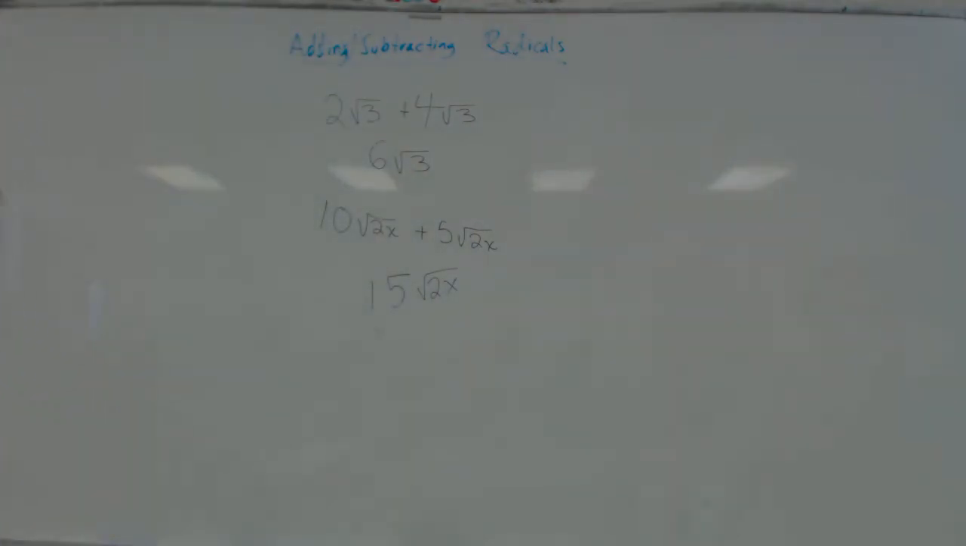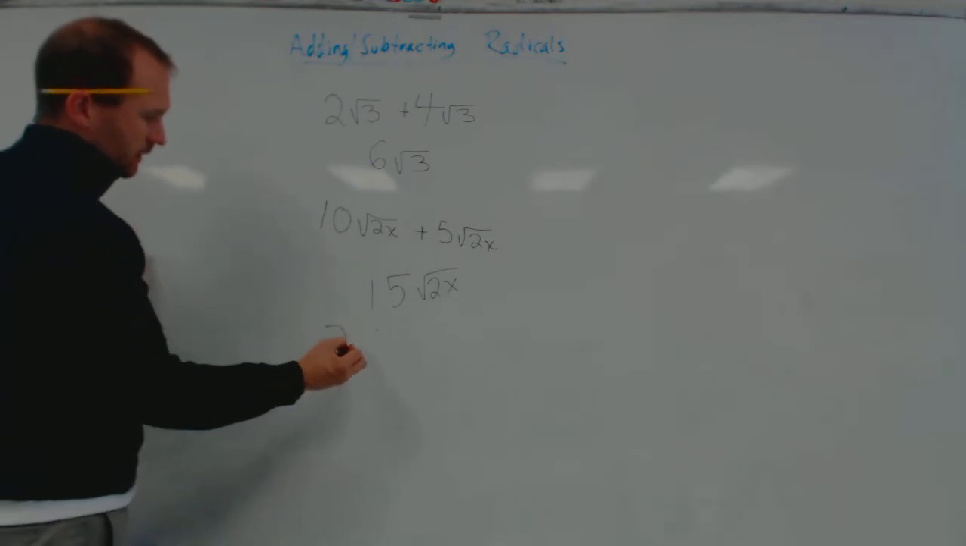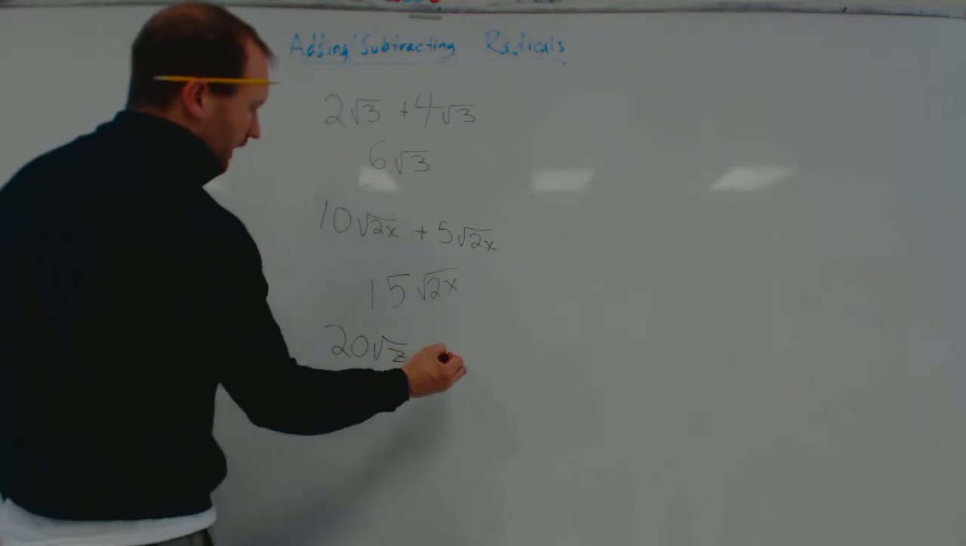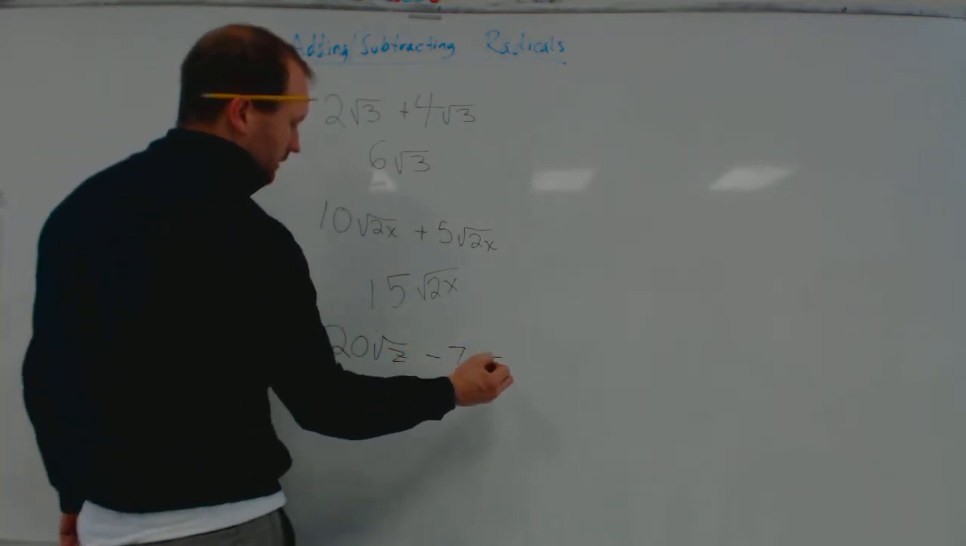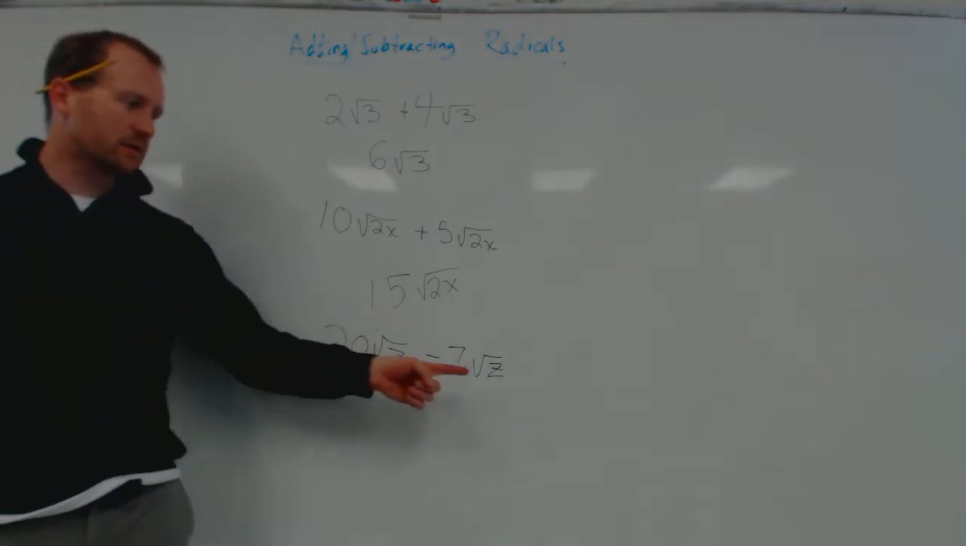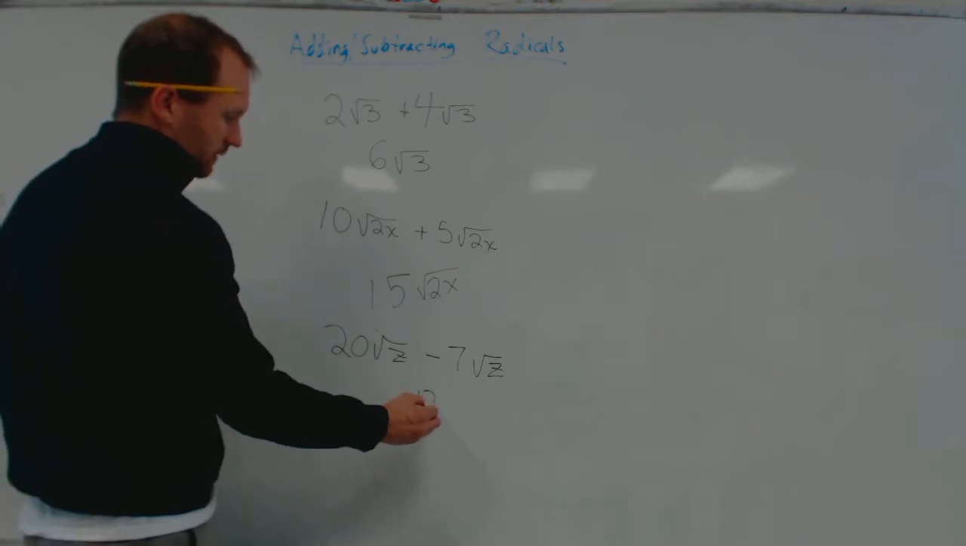We can also subtract. So if I had something like 20 square roots of z minus 7 square roots of z, I just say, okay, square root of z, square root of z. 20 minus 7 is 13.